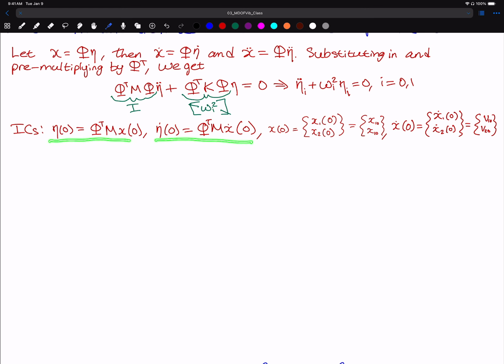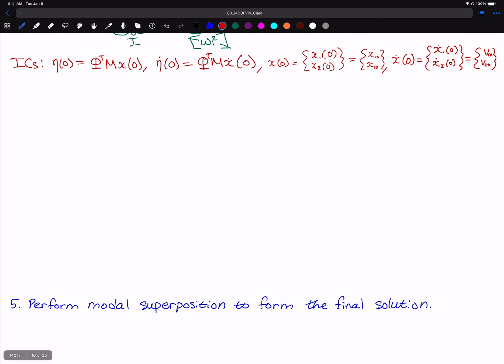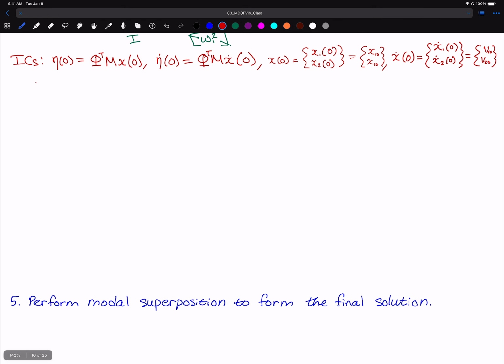we're going to end up finding the following. We will find that eta of 0 is going to be equal to the square root of m over 2 times the vector x1 0 plus x2 0, and then x1 0 minus x2 0. That's our initial modal displacements.